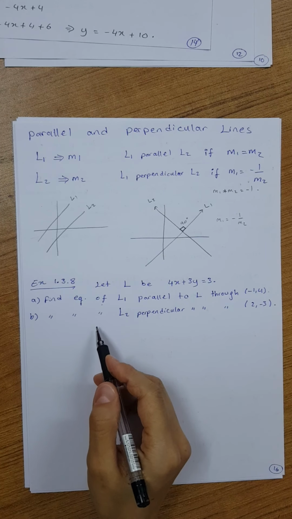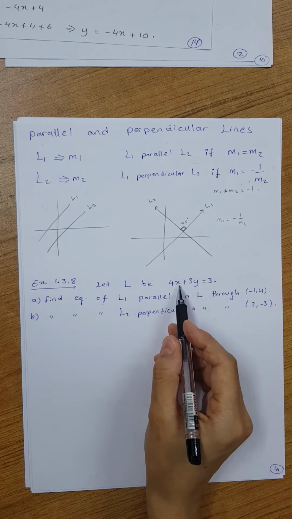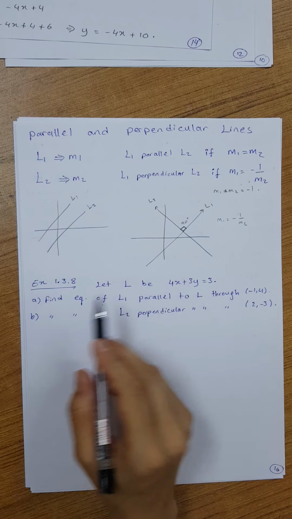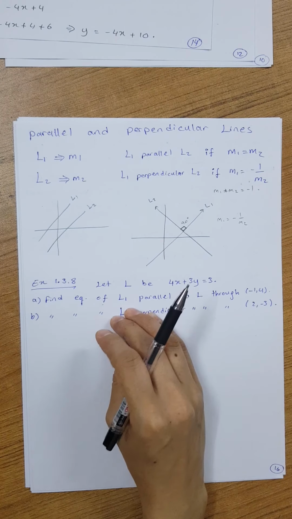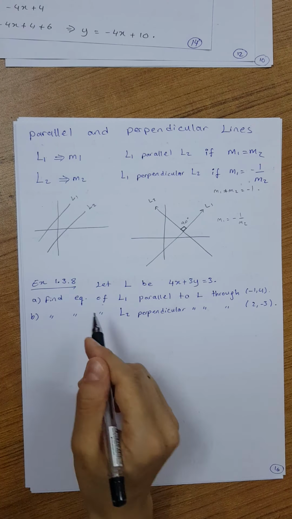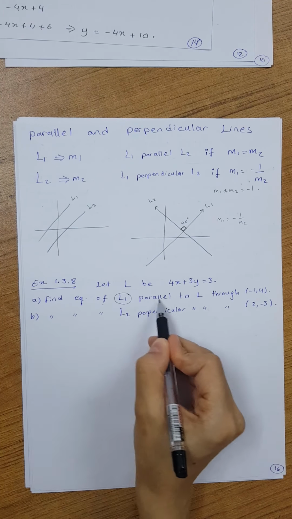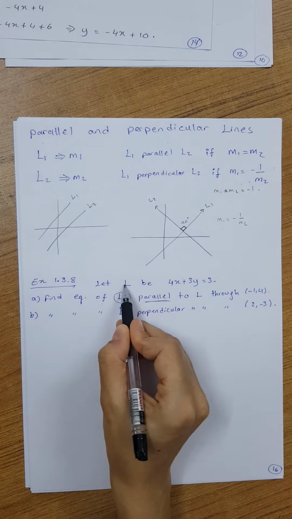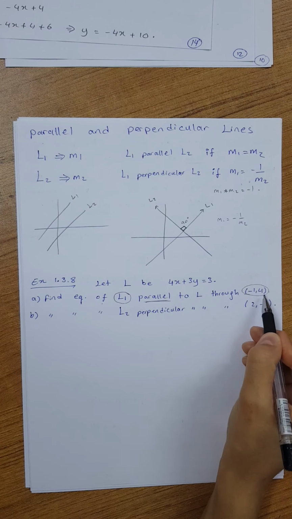Here we've got an example. We are given a line L that's equal to 4x plus 3y is equal to 3. It's required from us, the first requirement. Let's not move to the second one. We will just talk about the first one. An equation of a line is required from us, L1, that is parallel to that L which is given to us and passing through the point negative 1 and 4.